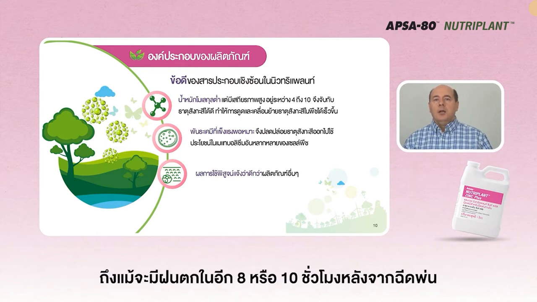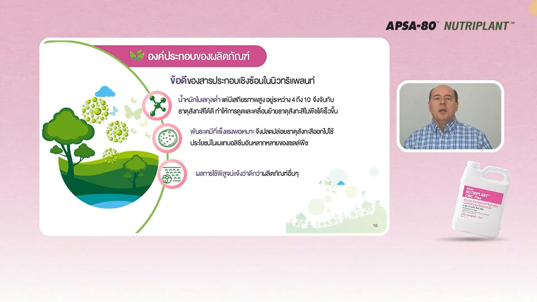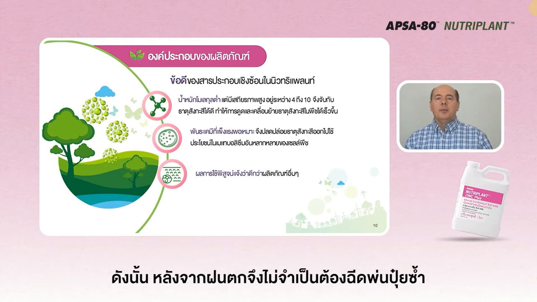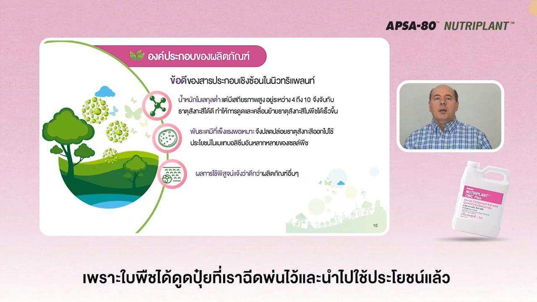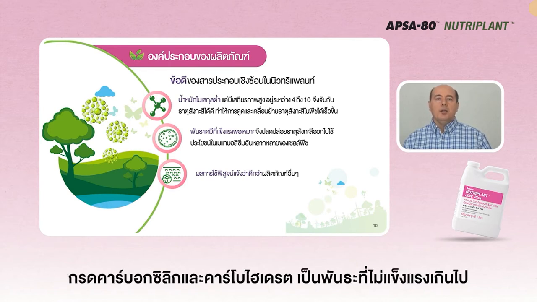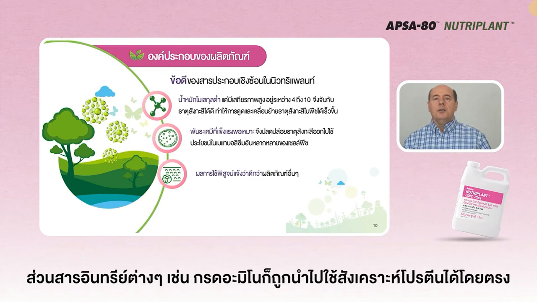So if rain comes 8 or 10 hours later, zinc application is still effective. We don't have to respray the plants because zinc at that time will be efficiently utilized in the plant. The bond between the organic ligands, for example, multiple amino acids, carboxylic acid and carbohydrates, and the nutrient is not very strong. So the plant can easily dissociate and utilize not only zinc, but also, for example, the amino acids, which are the building blocks for proteins.